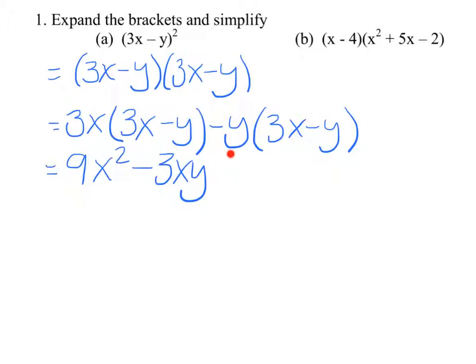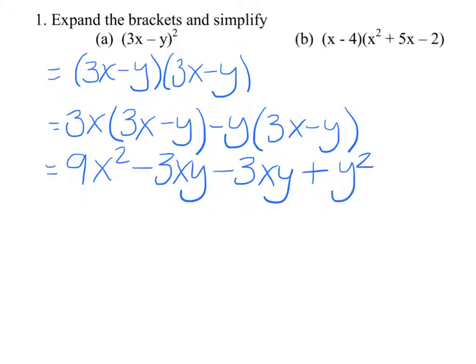Then we have our negative y multiplying the second bracket. So first of all that multiplies 3x. So we get negative and then 3xy, just arranging the letters in the same order as the previous term. And then we have the negative y times the other negative y. So a negative times a negative is a positive, so it's plus. And then y times y is y squared.